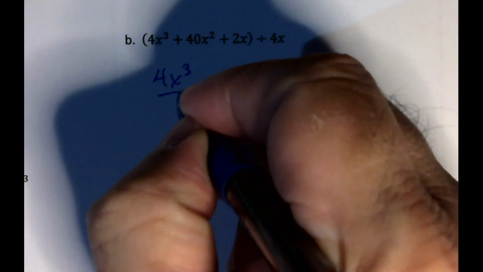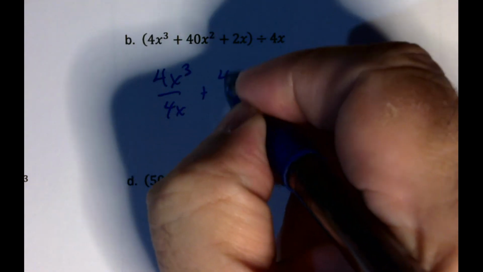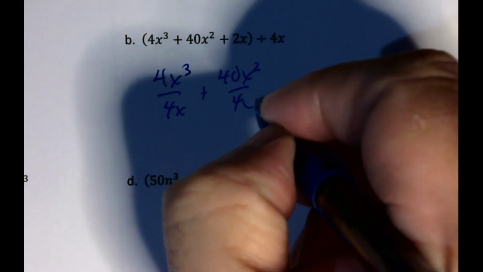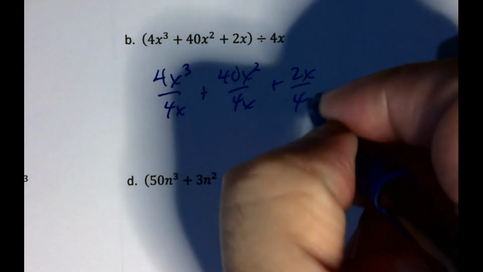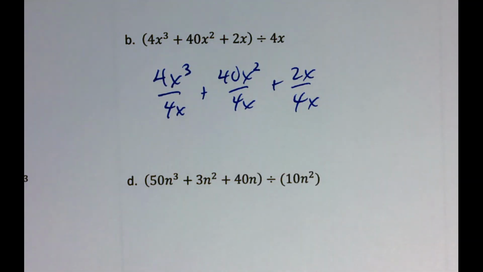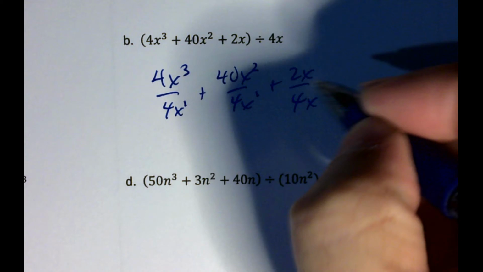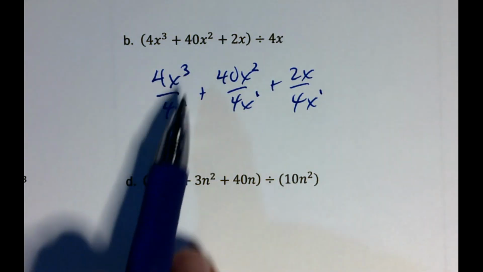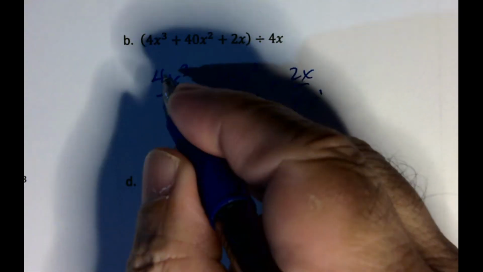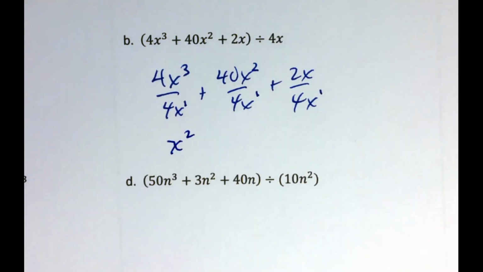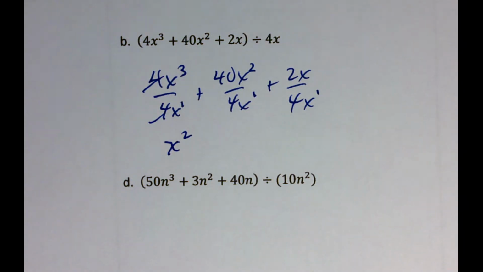So here it's 4x cubed over 4x plus 40x squared over 4x plus 2x over 4x. Whenever we have variables with exponents, we subtract the exponents. Remember, if you don't see an exponent but you see a variable, it's an invisible 1. So 3 minus 1 is 2, and the 4's cancel entirely, so it's just x squared.